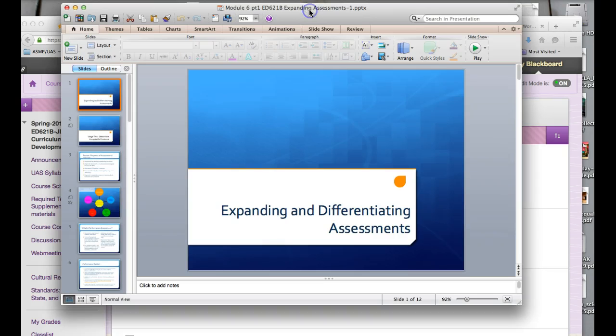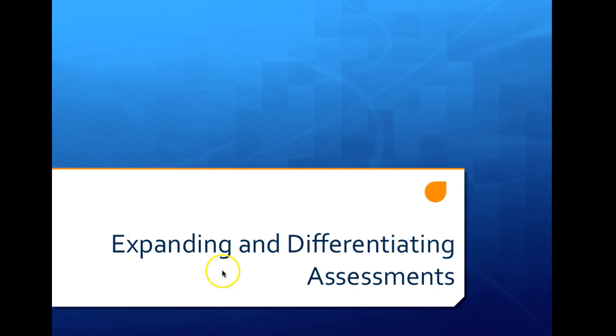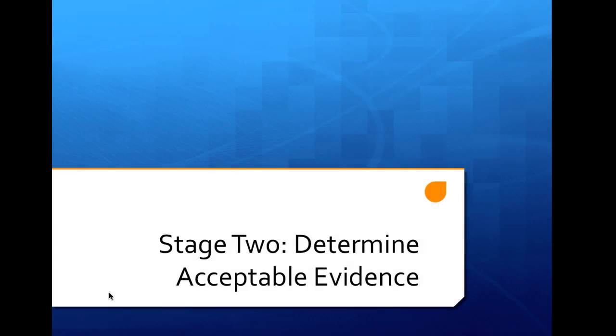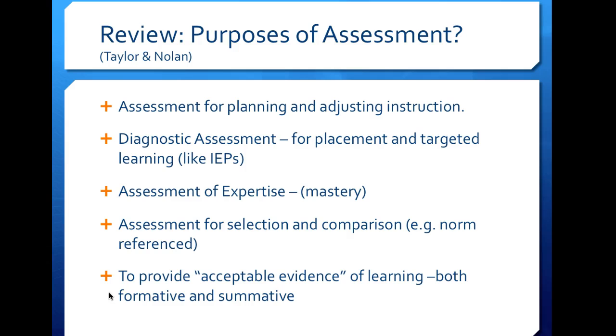Let's go to expanding assessments and take a look here. So what are you doing? You say, what are we doing? You're determining acceptable evidence of learning. You're finding ways, multiple ways of assessing students' learning. Why are you assessing? You're assessing for planning and adjusting instruction. You're assessing for placement and targeted learning, for example, for IEPs, for some of you that are in special ed. Your assessment of expertise, if you do mastery learning, and some teams and some schools do mastery learning.